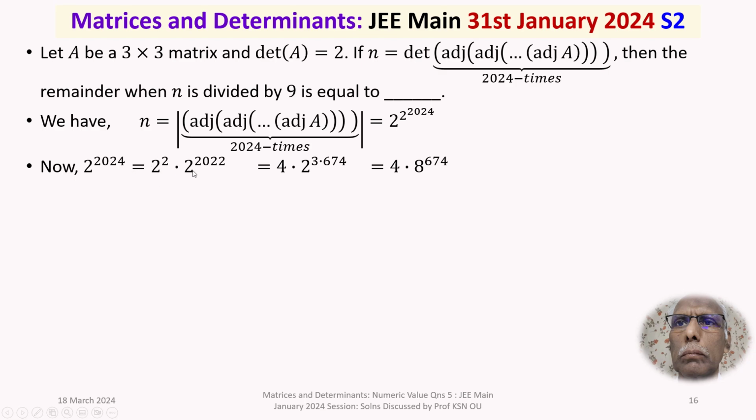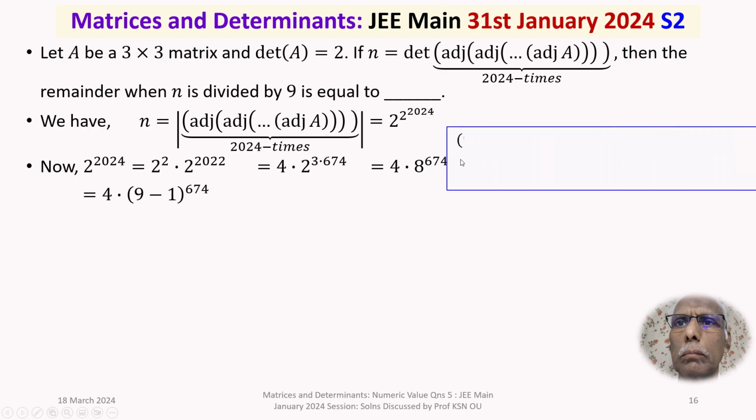So 2 square into 2 power 2022. 2 square is 4 into 2 power 2022. This is divisible by 3. That is 3 into 674. This 2 cube we have written as 8. So this 8 we write as 9 minus 1. So 4 into 9 minus 1 to the power of 674. Let's have the binomial expansion.